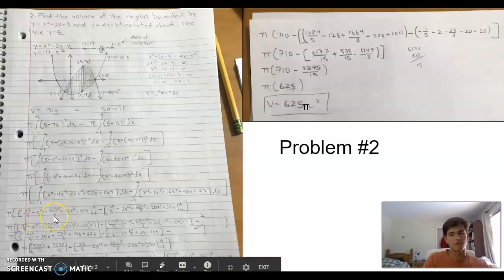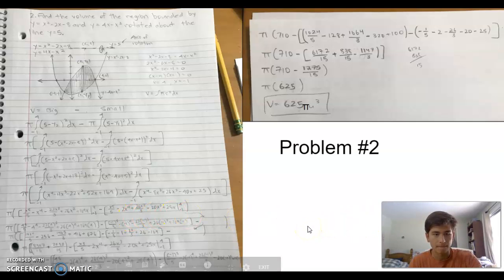Then after that I found the antiderivative. And then I used fundamental theorem part 2, as you can see. I couldn't fit everything into one piece of notebook paper, so I drew some arrows. So the second part, this part right here, I saved for later.